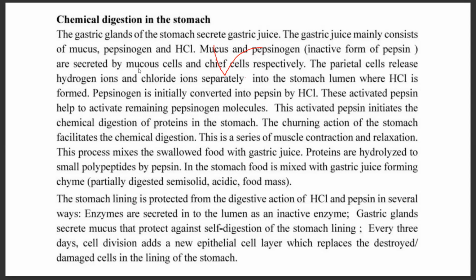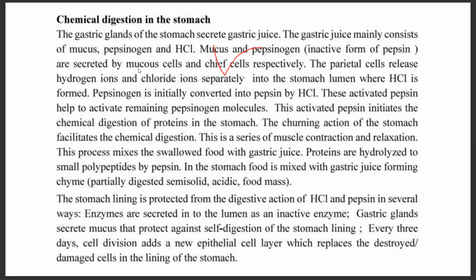Pepsinogen is initially converted into pepsin by HCl. This activated pepsin helps to activate the remaining pepsinogen molecules. This activated pepsin initiates the chemical digestion of protein in the stomach. The churning action of the stomach facilitates the chemical digestion. This is a series of muscle contractions and relaxations. This process mixes the swallowed food with gastric juice. Proteins are hydrolyzed to small polypeptides by pepsin. And in the stomach, food is mixed with gastric juice, forming chyme.